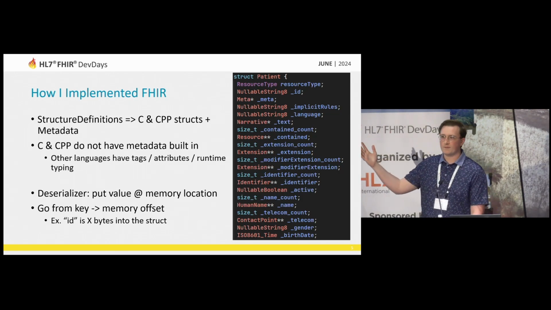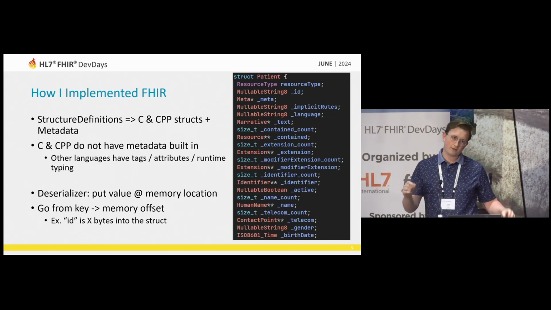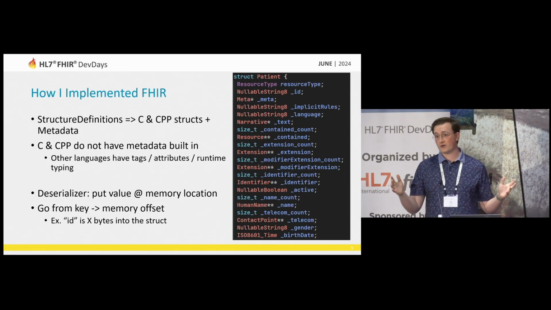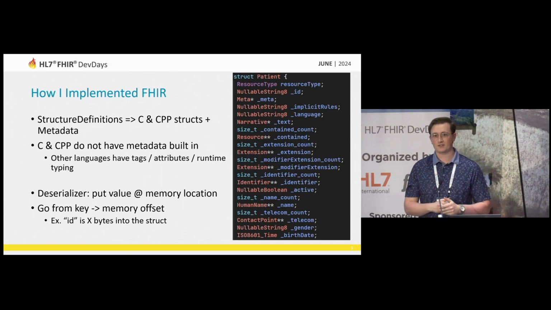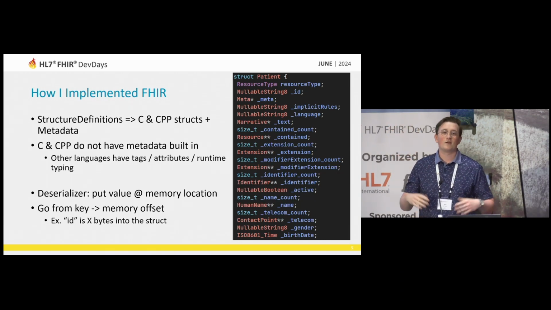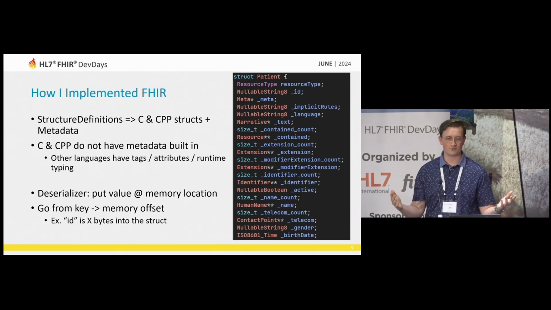So I'll talk a little bit about how I implemented FHIR and a couple of things that are tricky with systems programming. Initially, I started writing all the structures in C++ manually because I'm like, okay, if I have a patient, I look at the spec, I need a name, I need an ID. Quickly that becomes repetitive, error-prone, and not great for future versions of FHIR.